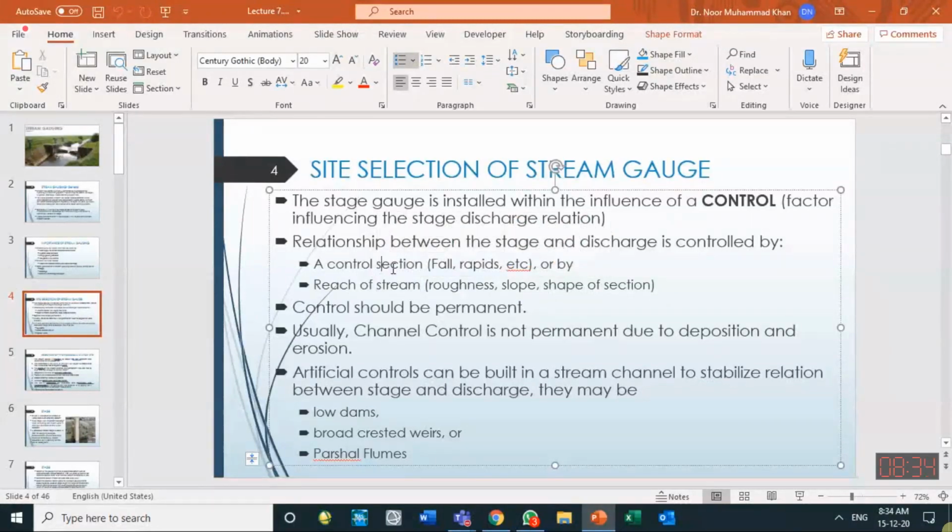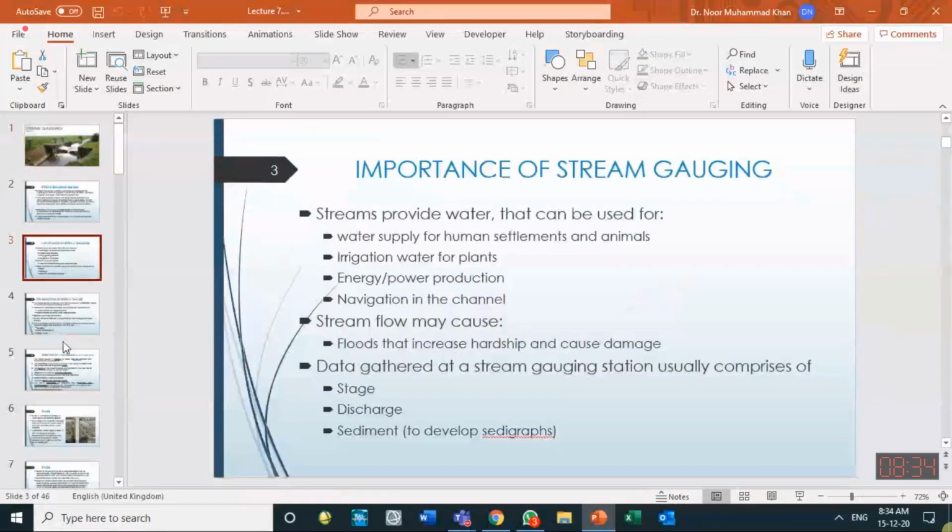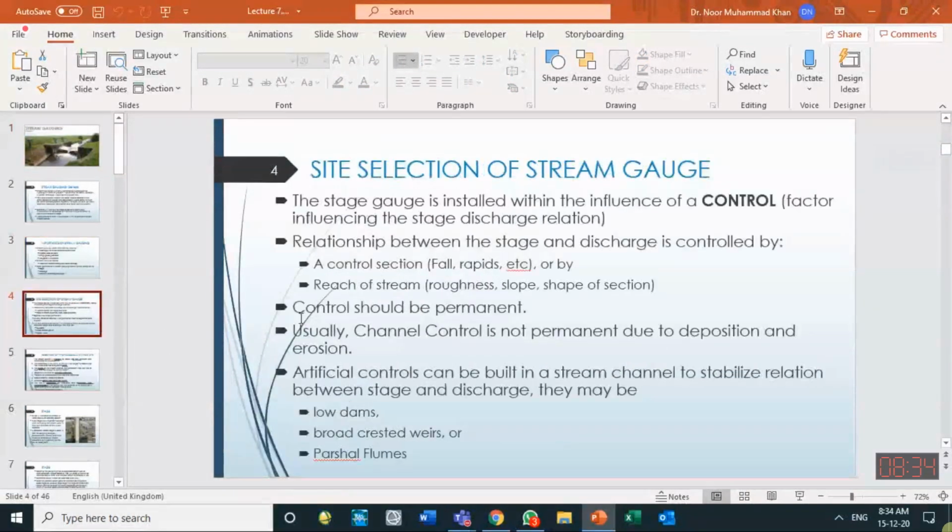An example of sectional control is, for example, a fall. What is a fall? A sudden drop of the bed level of the channel. For example, in this figure, you can see there is a drop of water over here. So a sudden drop in the water level can cause a control over the flow rate and the discharge.